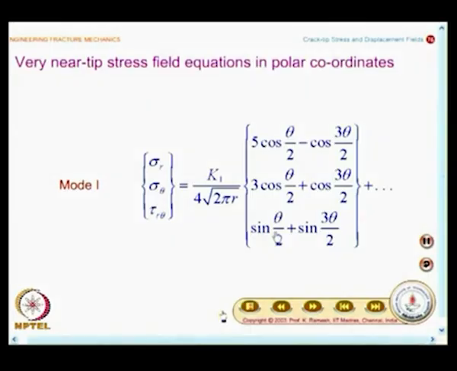We will have a look at the solution. So, at the crack tip you say theta equal to 0. So, when I say theta equal to 0, I have this as 5 minus 1. So, this is 4, and this will be 3 plus 1. So, this is also 4, and your tau r theta is going to be 0.